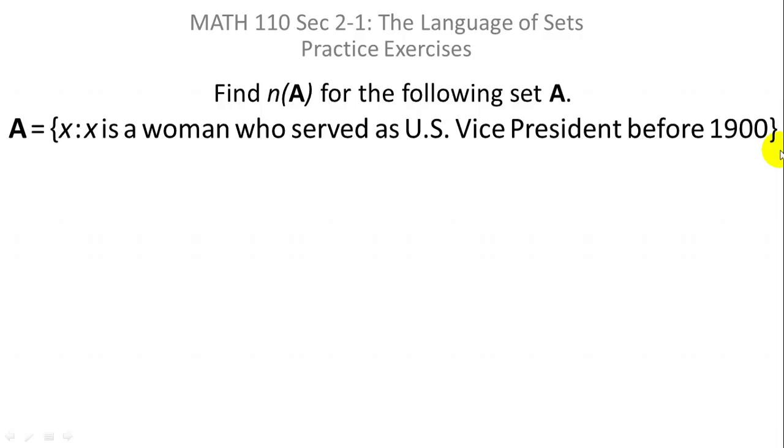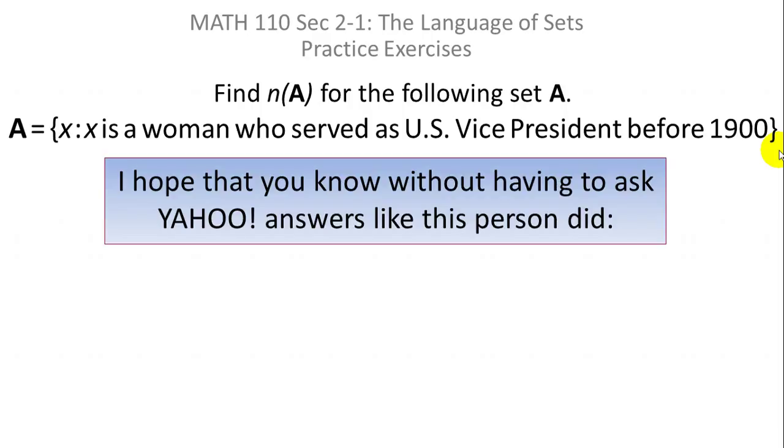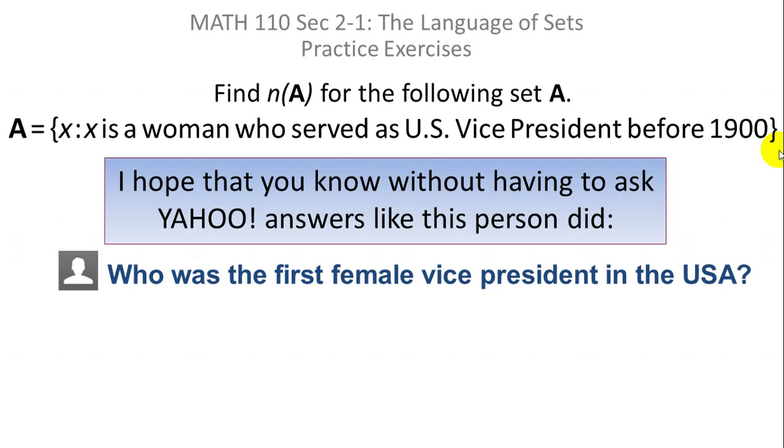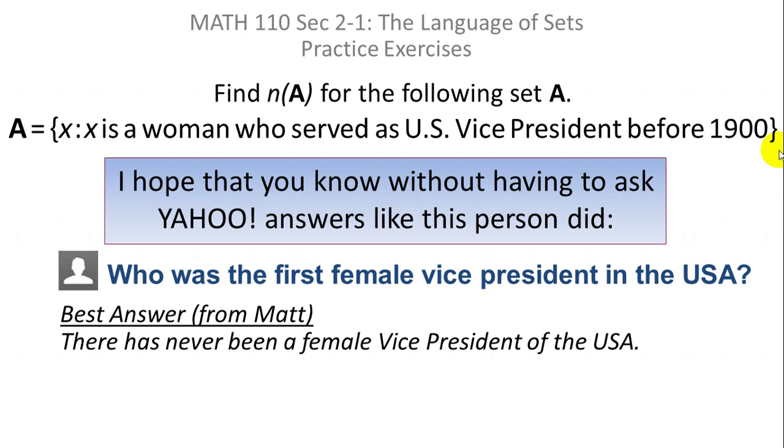Now, I hope you wouldn't have to do what someone obviously did. I actually saw online where someone asked a question about this on Google Answers. And I hope you don't have to do that to know this answer, but I thought just for the fun of it, it would be sort of interesting to see what this exchange looked like. There was someone who went online into Google Answers and asked this question: who was the first female vice president in the USA? Several people responded, but the one that was chosen as the best answer was someone named Matt, and Matt's response started off like this: there has never been a female vice president of the USA.